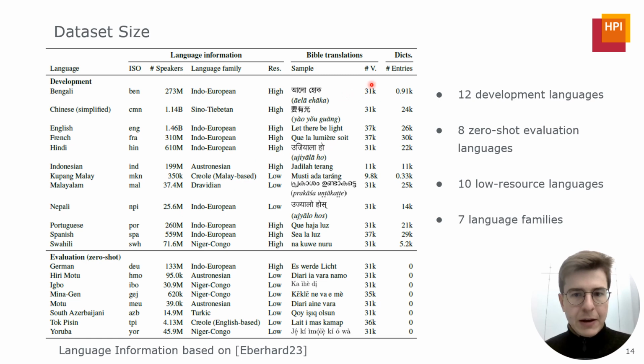For the 12 development languages, we also have semantic domain dictionaries, which means labeled data. For the 8 zero-shot languages, we have no semantic domain dictionaries, which means no labeled data. 10 of these languages are low-resource languages, according to a definition used by Meta AI. Moreover, our dataset covers 7 different language families.